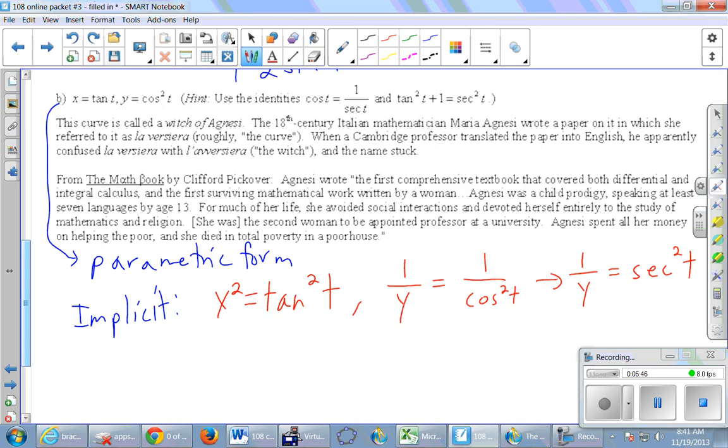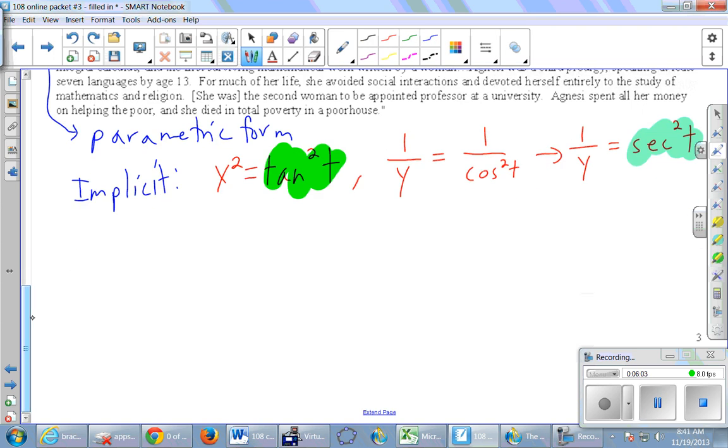So I've got a couple of different pieces here. I've got secant squared there, and then I've got tan squared, which appears here. And apparently if I put a +1 next to the tan squared, I'll make an equation. So that's what we're going to do. Instead of tan squared, we're going to write x squared. Then we're going to stick a +1. Instead of secant squared, we're going to put 1 over y. And according to the identity, these two things are equal.